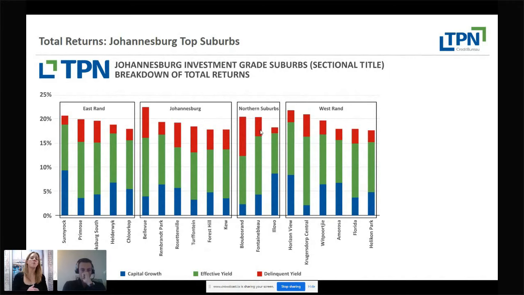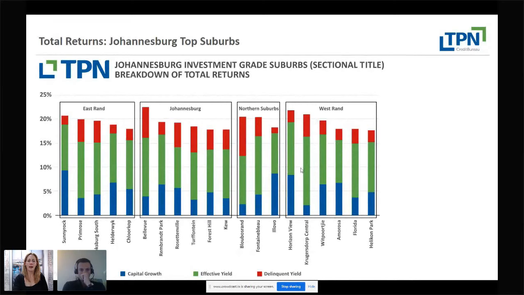So the point of this graph was simply to say, I want to look at all the suburbs in Gauteng, and I want to choose the top 20, which is what I did, if I was to add capital growth, income growth, and my opportunity from a delinquency perspective, if I was going to put all of that together. The graph would look substantially different if I was to say, well, you know what, I'm only interested in capital growth. I don't care about income growth. I'm purely a speculative buyer. What would my suburbs look like then?